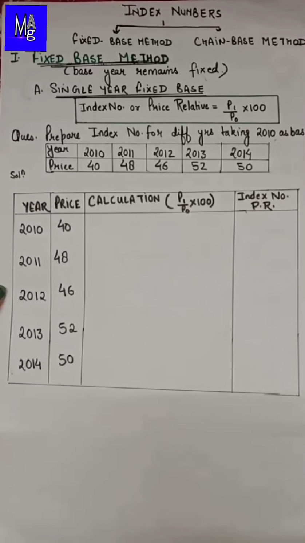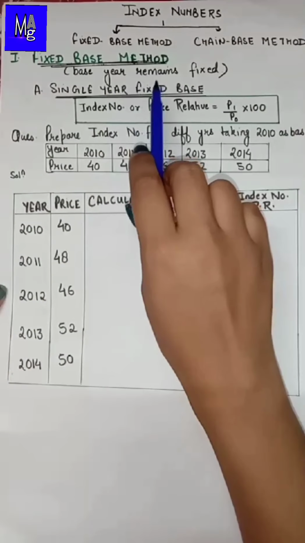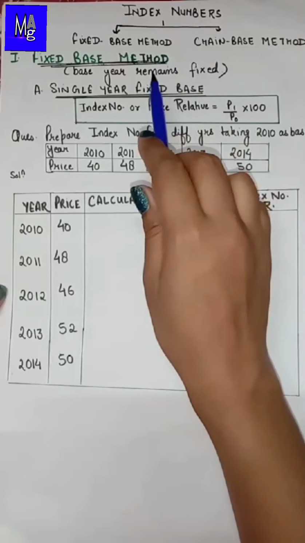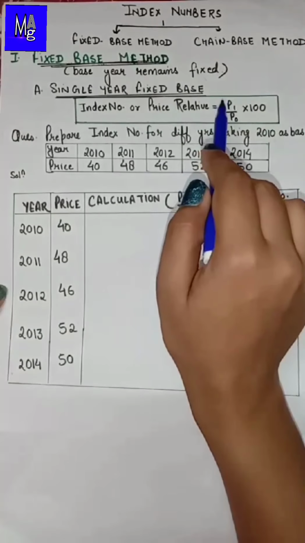Hello class, we are going to start with a new topic, that is index numbers, and there are two methods to find index numbers. First one is fixed base method and second one is chain base method. So for fixed base method, the basic condition is the base year always remains fixed or constant, and there could be two other ways to do it.